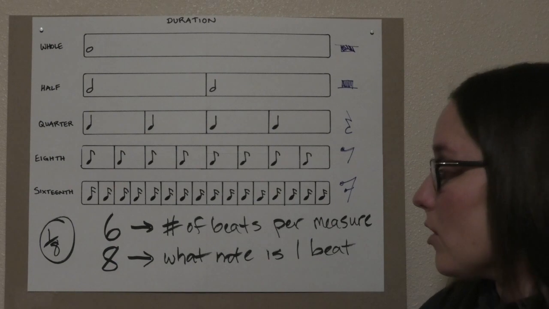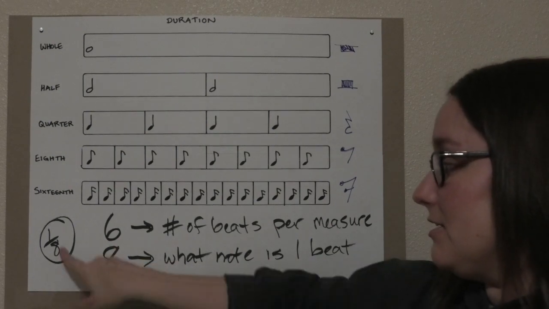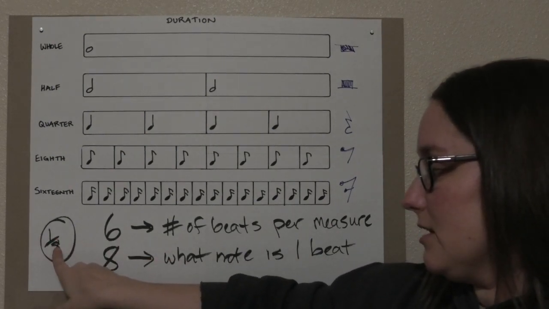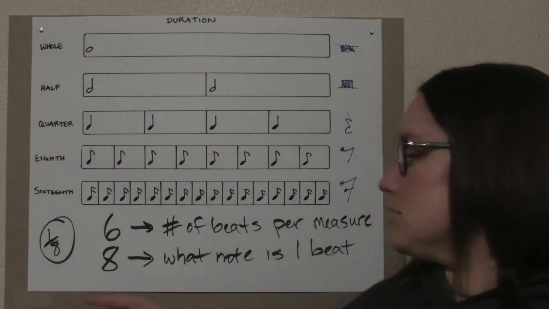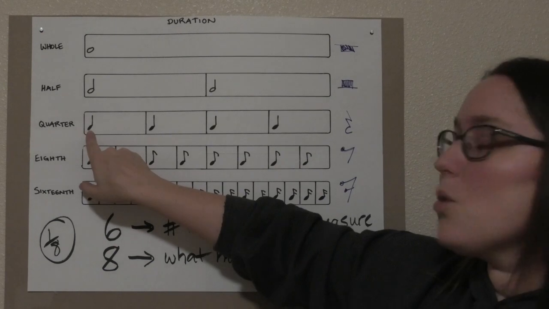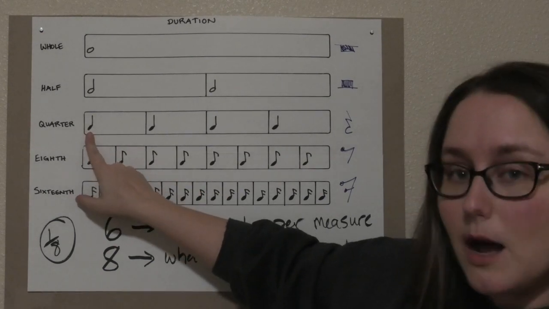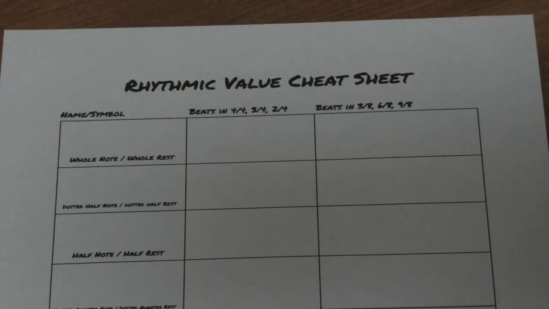If you've got a 4 on the bottom, then you have 1/4. So if there's a 4 on the bottom, then the quarter note is equal to 1 beat, and that's pretty common when people are first learning.